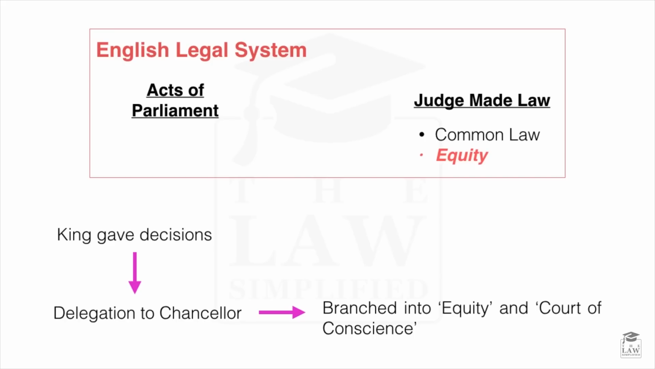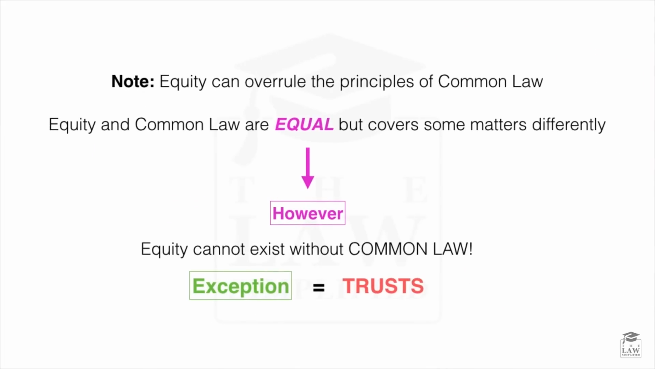But with economies of scale, cases became not few and far in between, but quite prevalent, and due to the duties that the king had, he had to delegate this to the chancellor. Once this was done, the chancellor slowly branched into equity and then the court of conscience. Now note, however, that equity can overrule the principles of common law. That does not mean that these two elements, the common law and equity, are not equal.